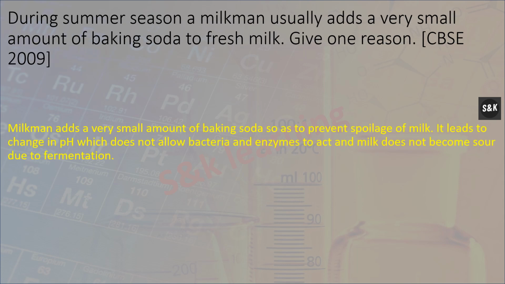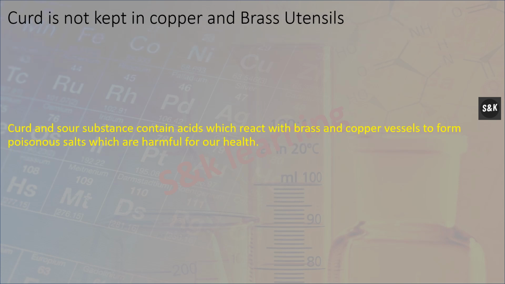During the summer season, a milkman usually adds a very small amount of baking soda to fresh milk. Give one reason. The milkman adds a very small amount of baking soda so as to prevent spoilage of milk. It leads to a change in pH, which does not allow the bacteria and enzymes to act, and milk does not become sour due to fermentation.